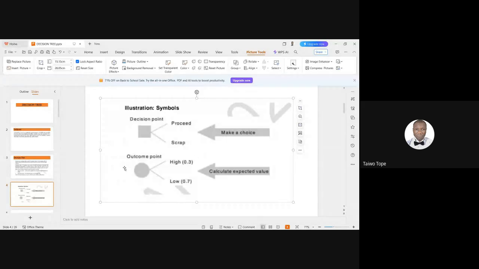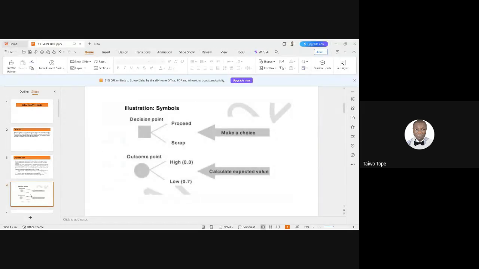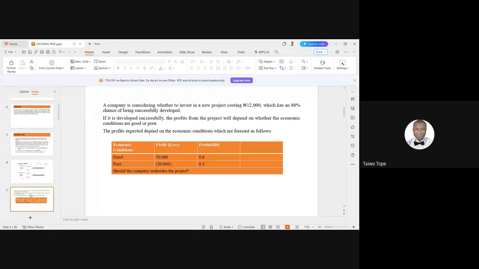So the point is, you must understand that the decision node is used where probability is not attached, and the chance node is used where probability is attached. When you read questions, you get to understand more about this. This is a question.